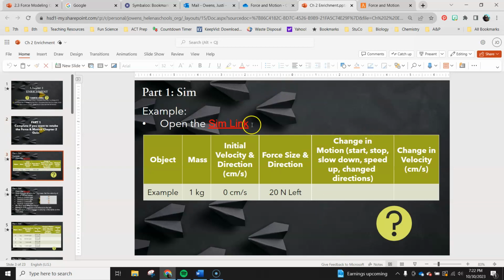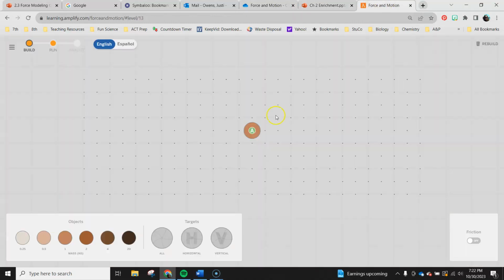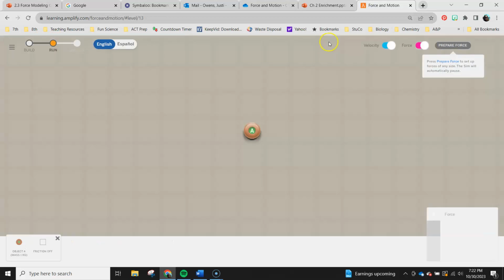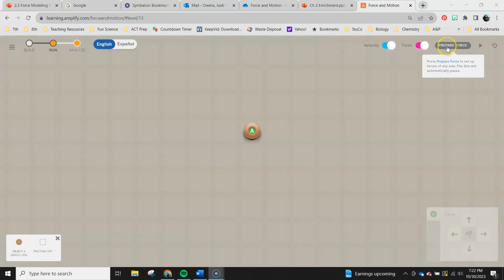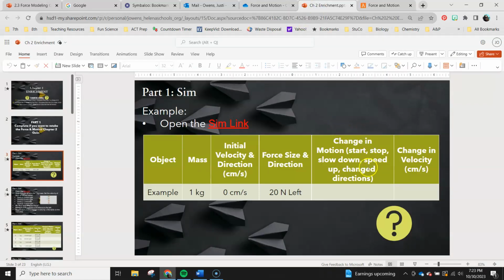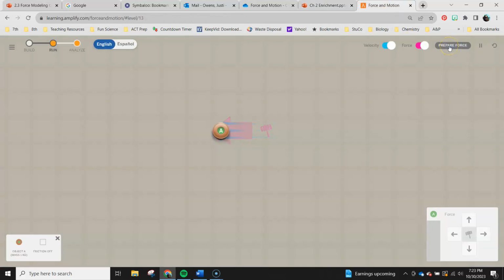For this, you should have opened up the sim link and looked at this example object, which had a mass of 1 kilogram. So this is our 1 kilogram object here. It is at rest for its initial velocity, and we are going to apply a force of 20 newtons to the left. So I'm going to hit run and then prepare a force that is 20 newtons to the left. That's 2 clicks. 1 click is 10 newtons. Then I'm going to see what happens to this object. I'm going to press exert force and notice that my object starts moving to the left.